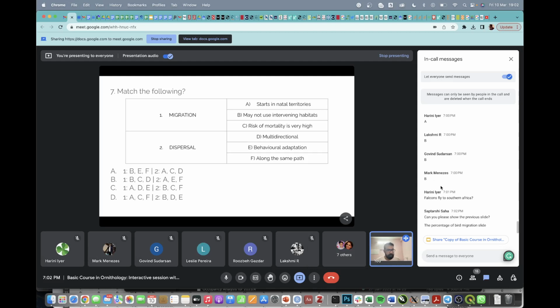Saptarshi, Amur Falcons fly to southern Africa. Yes, it was there in Suresh's talk. And Saptarshi, can you please show the previous slide, the percentage of bird migration slide? It's just 10%, 20%, 30%, 40%. Is there something you want to check, Saptarshi?